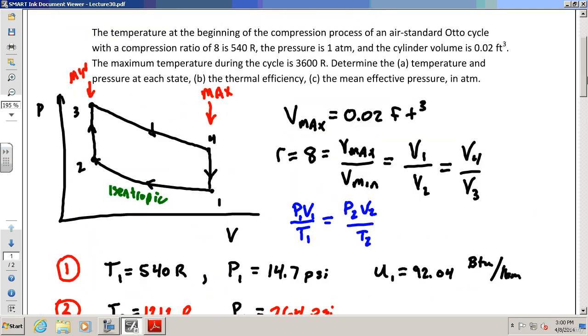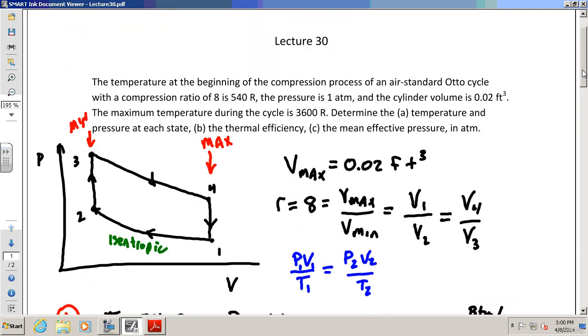Now let's go back to the original problem. I kind of skipped over this. It says here the maximum temperature during the cycle is 3600 Rankine. Where would the maximum temperature occur in this cycle? At state 3. Think about it.